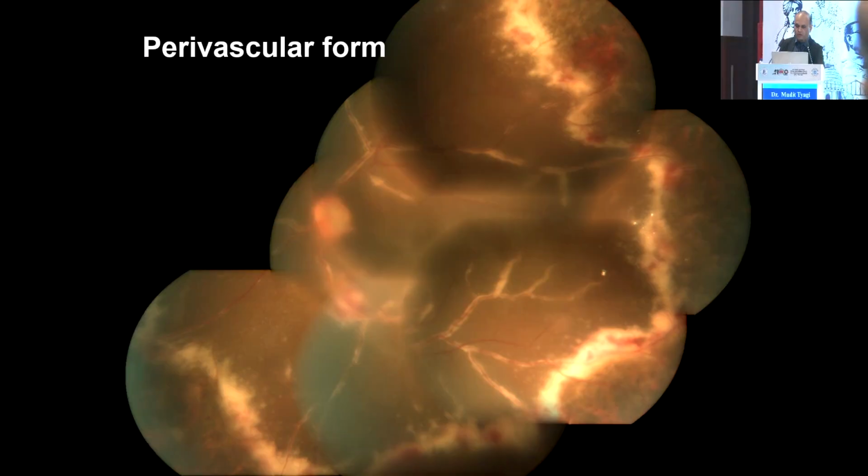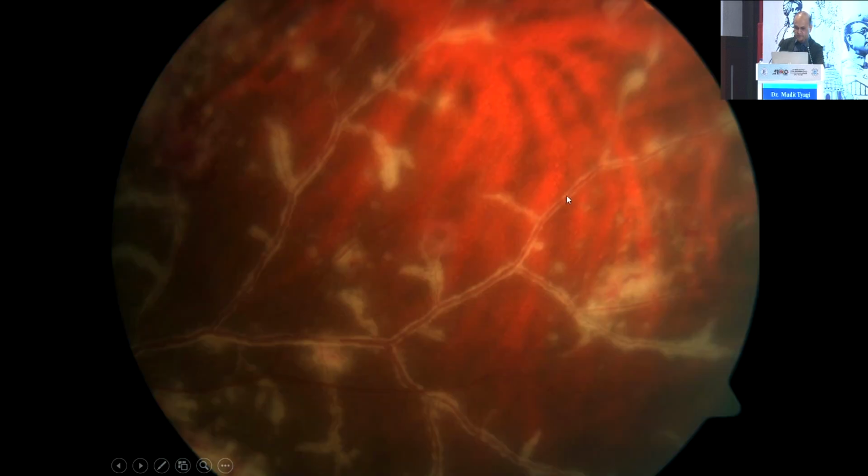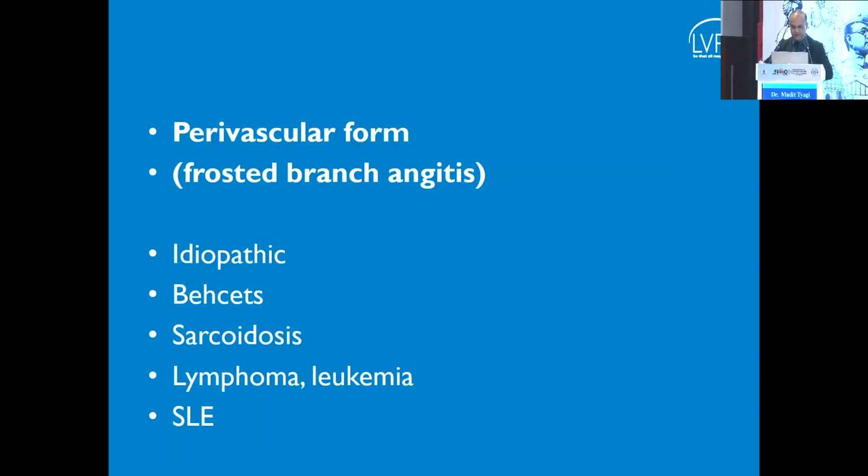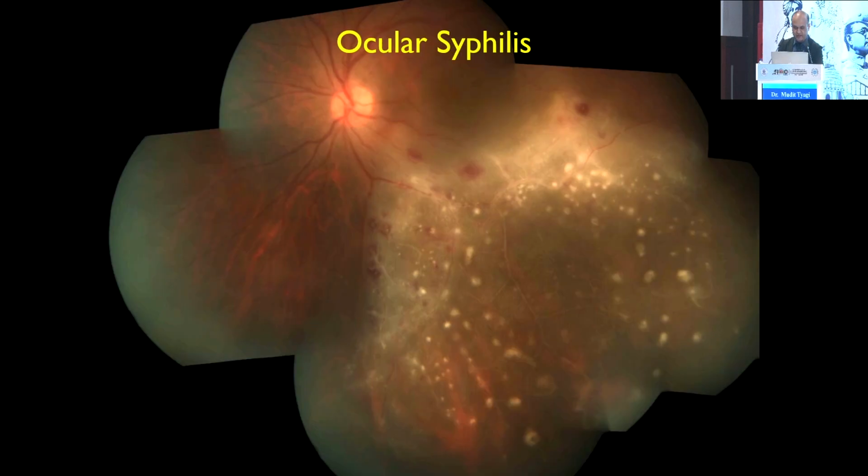So the perivascular form, or what is called a frosted branch angiitis, is something which we have already talked about. You see this extensive perivascular infiltration. And this is what you may see in a patient with a frosted branch angiitis. But what we also need to remember is that frosted branch angiitis, apart from HIV or seropositive patients, can also be idiopathic sometimes, and can also be associated with Behçet's, sarcoidosis, lymphomas, leukemias, and occasionally SLE.